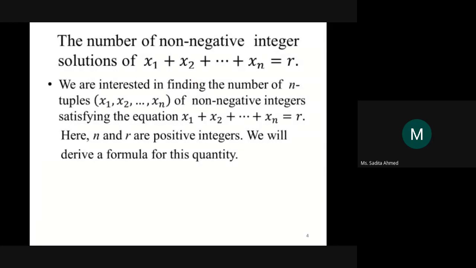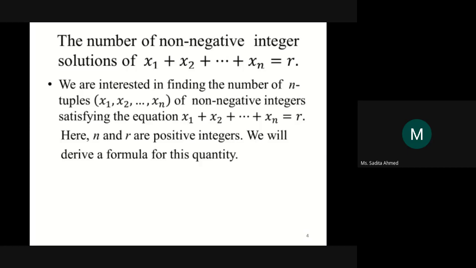For example, counting the total number of non-negative integer solutions to such an equation. As you can see, we have n number of x's on the left-hand side, and the summation of all these x's is equal to r. This is a general format for any equation where you have a non-negative constant on the right-hand side, and on the left-hand side, you have n number of x's. We don't know the values of the x's yet, but the summation of all of these x's should give us r.